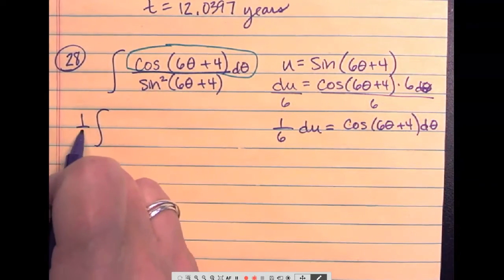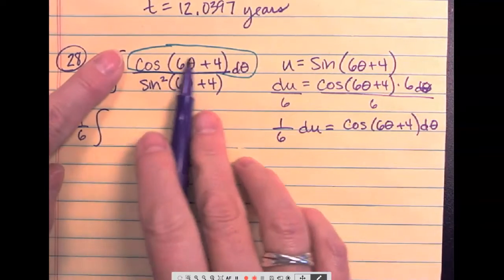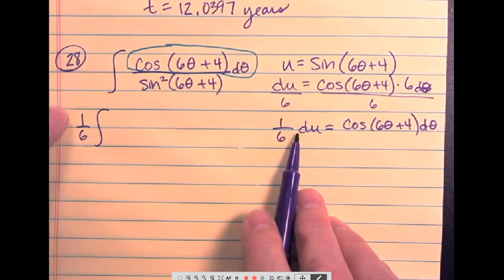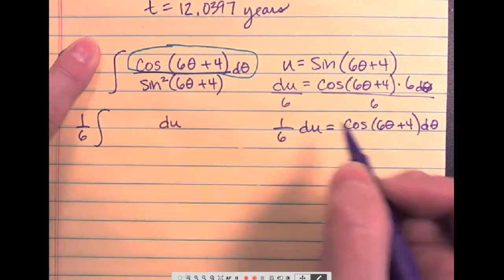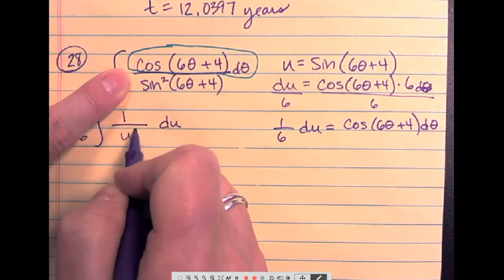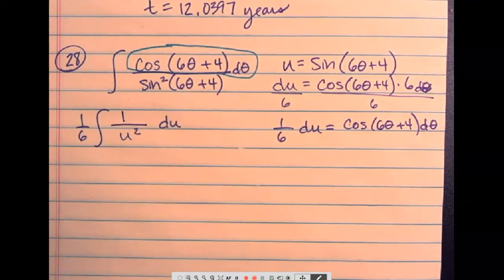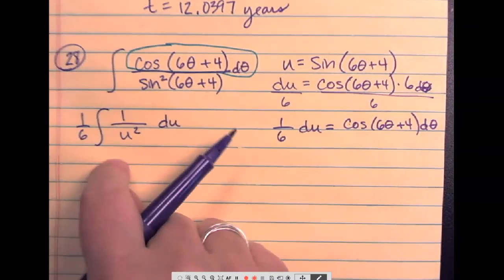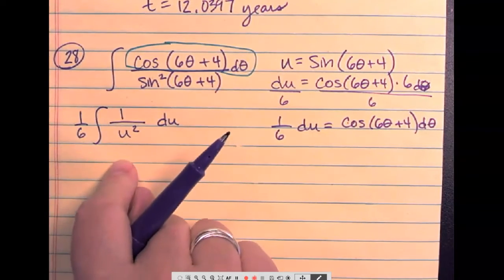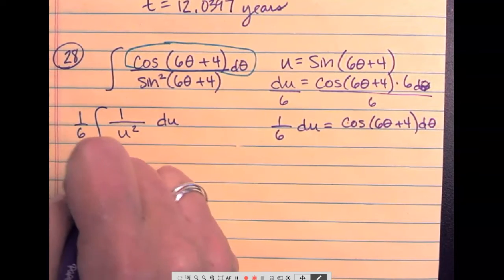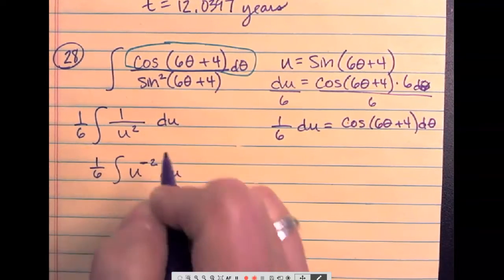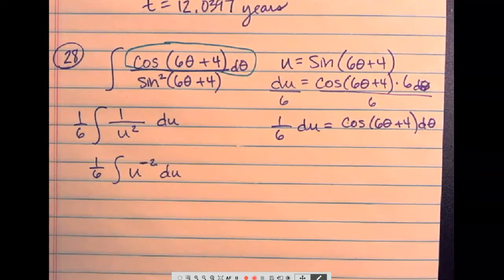Okay, so I'm going to put my 1/6 out front. All of that is just du, and the 1/6, which I already have. So I've got my du. Then this is 1 over U squared. That is much simpler to integrate than that. So I would rewrite that as U to the negative 2 du, and then think about how you're going to proceed from there.